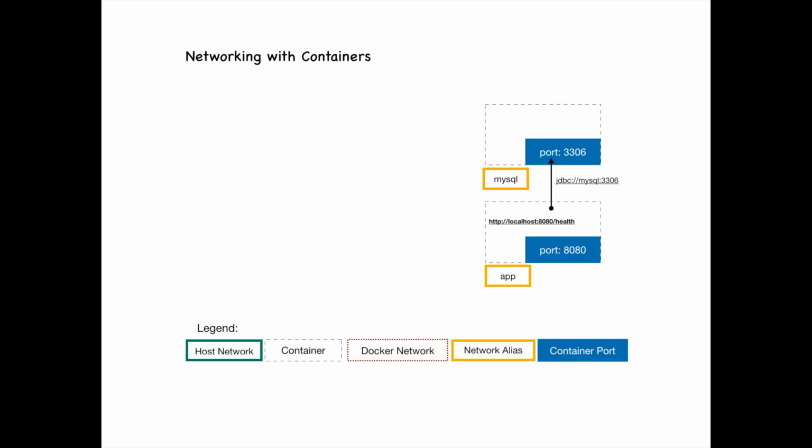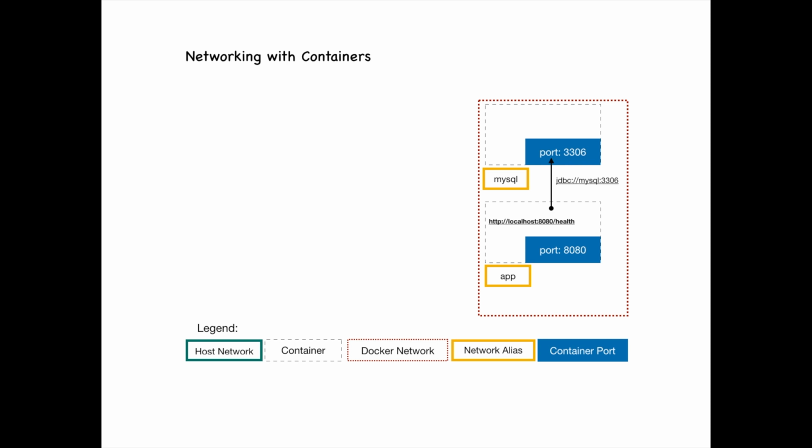Alright, so now we're going to talk about networking with containers. If you're familiar with this topic, then I suggest you fast forward to the next section. When using Docker, you can create a network for multiple containers to communicate with each other. If you want to communicate with your container from inside the Docker network by name, you can assign a network alias to the container. So in this case, the container with the network alias app can talk to the container with the alias MySQL on port 3306.